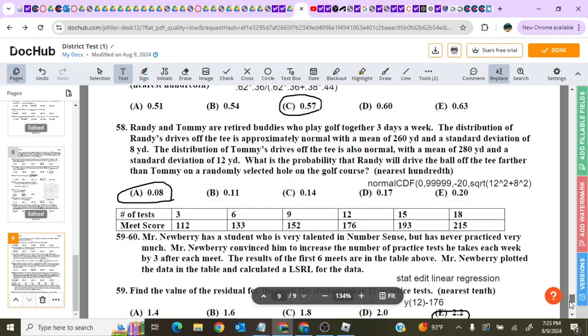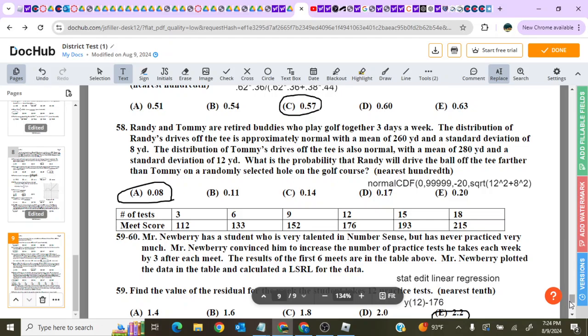58. Randy and Thomas are retired buddies who play golf together 3 days a week. The distribution of Randy's drives off the tee is approximately normal, with a mean of 260 and a standard deviation of 8 yards. Tommy's drives are also normal, with a mean of 280 and a standard deviation of 12. What's the probability Randy does the unexpected and drives the ball farther than Tommy on a randomly selected hole?